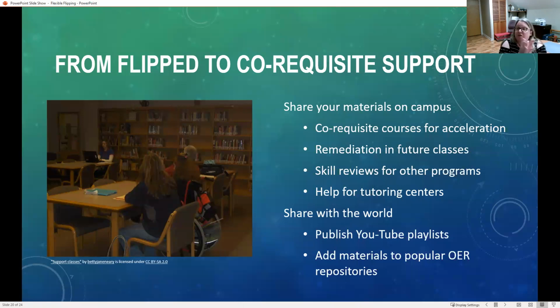I also will use these co-requisite, or my flipped materials that I've designed, as remediation in future classes. So if I'm teaching a calculus lesson and I find I've got a student who doesn't quite remember how to factor, here are some videos that you can watch and some practice problems that you can do. So use your materials, send them along, use them as skill reviews for other programs.